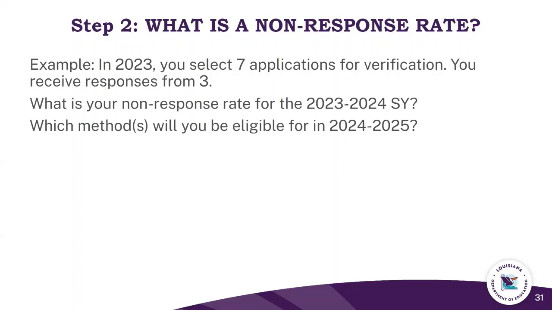We can look at an example of how the non-response rate is calculated. In 2023, you select 7 applications for verification. You receive responses from 3. What is your non-response rate for the 23-24 school year? And which method or methods would you be eligible to use in 24-25?